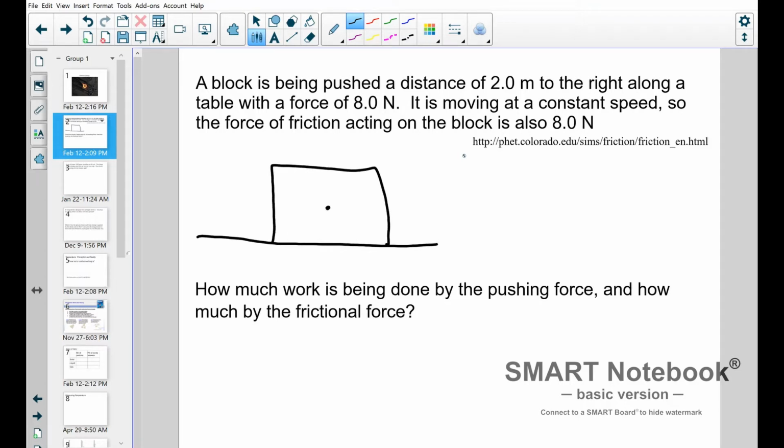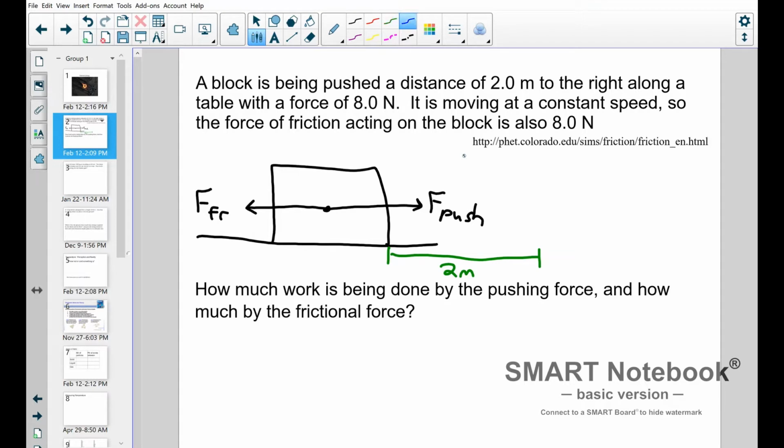I have some sort of pushing force pushing it to the right. And I have a force of friction acting on it to the left. I'm going to call that FR for friction. So I have two forces doing work. Of course, I still have gravity acting on it, and I still have the force from the table holding it up. But in terms of the forces that are doing work, I care about these two. This block is also moving 2 meters to the right.